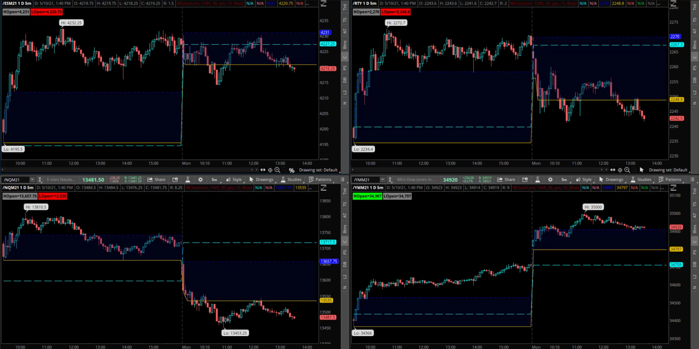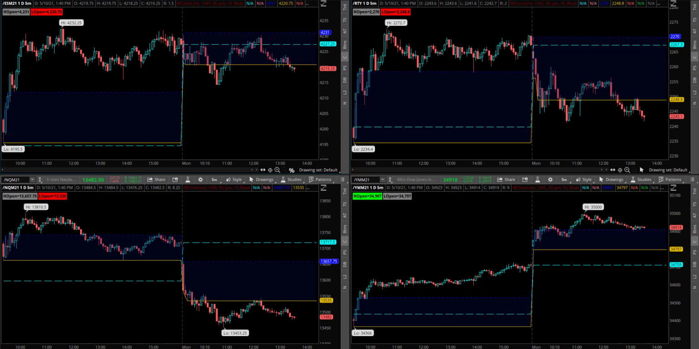This morning we saw gaps in all kinds of different directions across the four different instruments. The S&P gapped up within the prior day range. The Russell gapped down within the prior day range. The NASDAQ gapped down below prior day low, and the Dow gapped up above prior day high. So we were all over the place at the open, and we've seen a little bit of weakness in most of the instruments, with the exception being the Dow, which is stronger than the others.